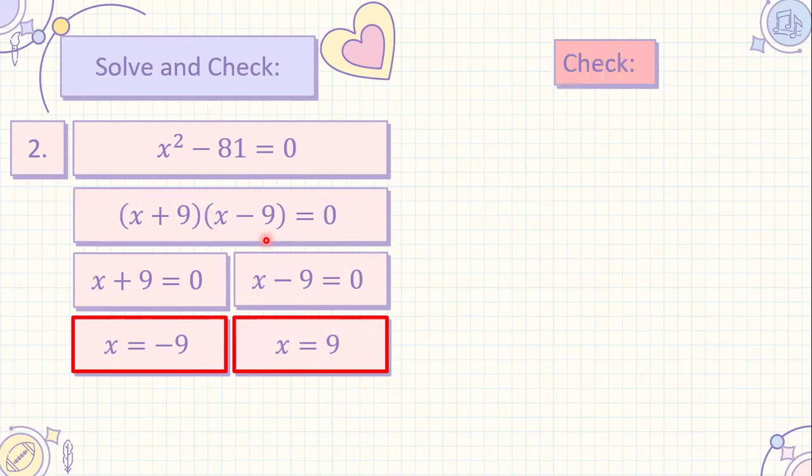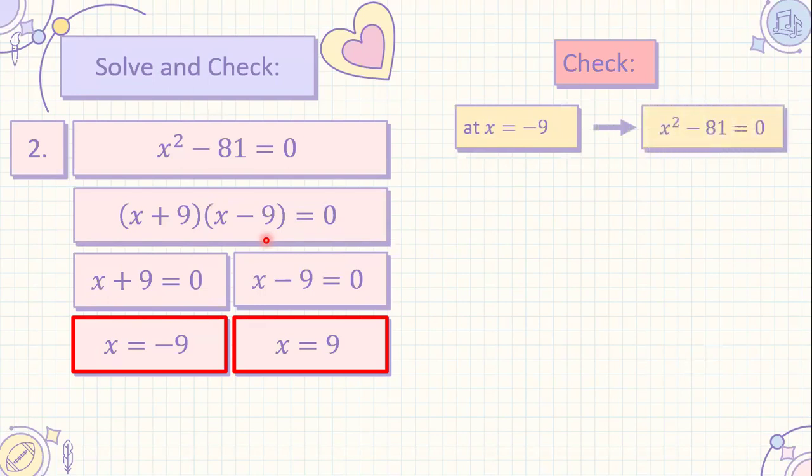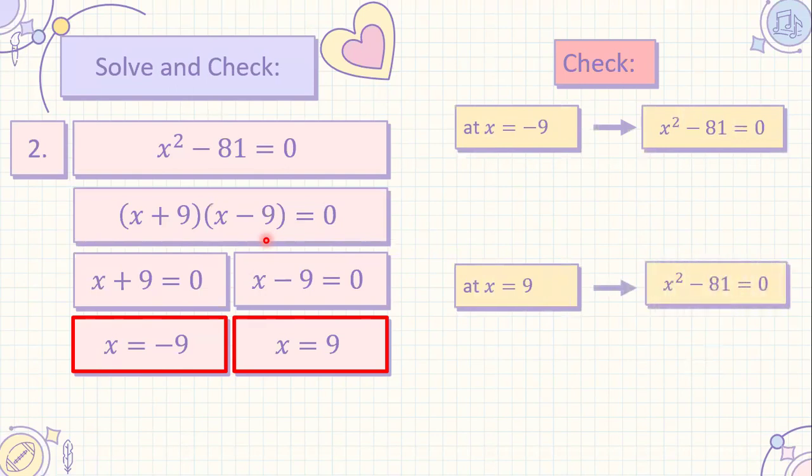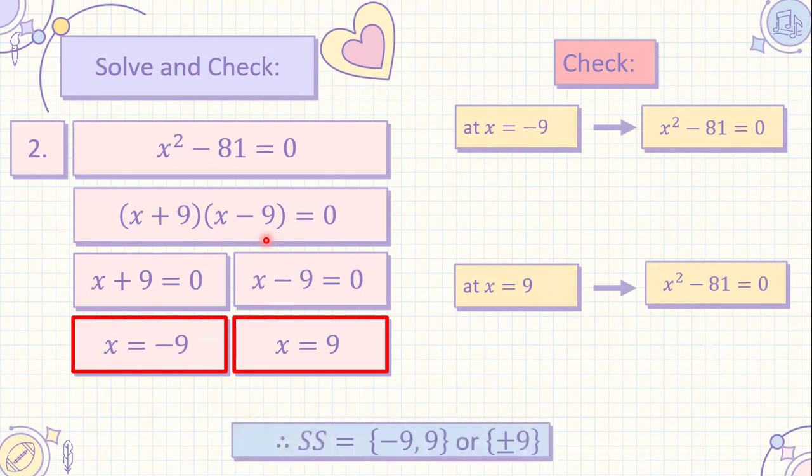Now let us check. If x is negative 9, substitute that into the original equation. If x is positive 9, substitute that into the original equation. And that proves that these two values of x are solutions of x squared minus 81 is equal to 0. So therefore, the solution set is negative 9 and positive 9, or positive negative 9.